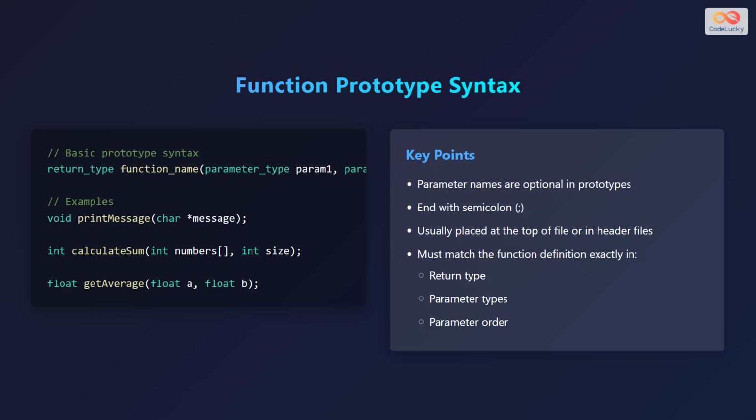Some of the key points to note are that parameter names are optional in prototypes. Prototypes must end with a semicolon. They are usually placed at the top of the file or in header files. The function prototype must match the function definition exactly in return type, parameter types, and parameter order.